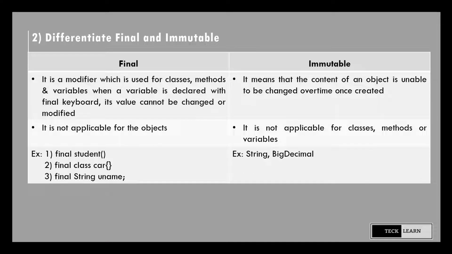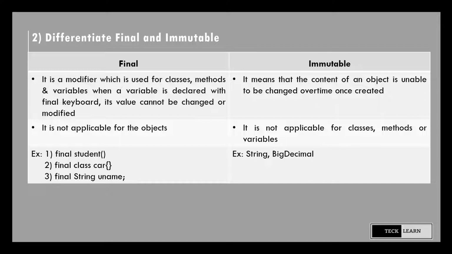2. Differentiate final and immutable. Final is a modifier which is used for classes, methods and variables. When a variable is declared with the final keyword, its value cannot be changed or modified, whereas immutable means that the content of an object is unable to be changed over time once created.